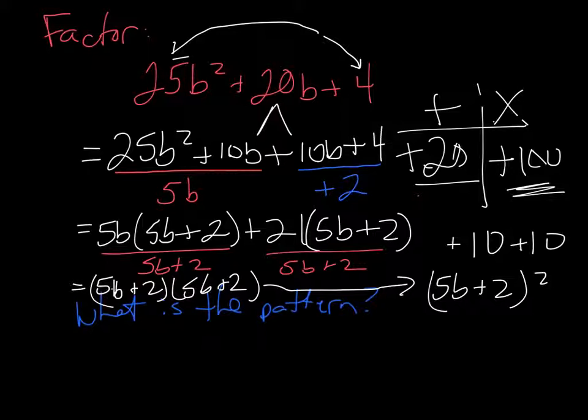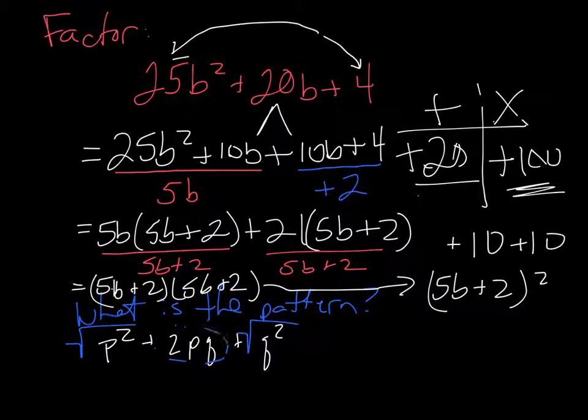So what's the pattern here? Well, when you see that the first term and the last term are perfect squares, and you can't divide out a common term amongst these, so I can't divide out 2 or 4 or 3 out of these terms, you can just look at the first term. So if you've got p squared plus 2pq plus q squared, you can take the root of p squared and the root of q squared, and you can kind of ignore the middle term.